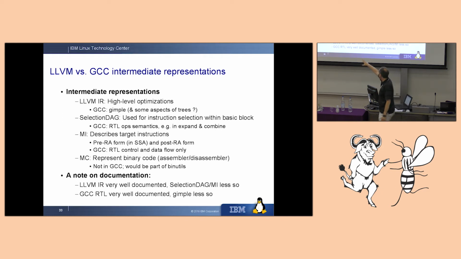And finally, there's one fourth stage which doesn't exist in GCC, because in LLVM we actually go all the way down to binary code. There's the MC layer that does that. It's used for assembling and disassembling. And that would correspond to some of the data structures in GNU Tools.